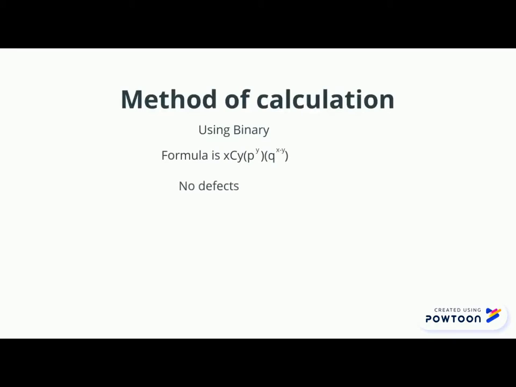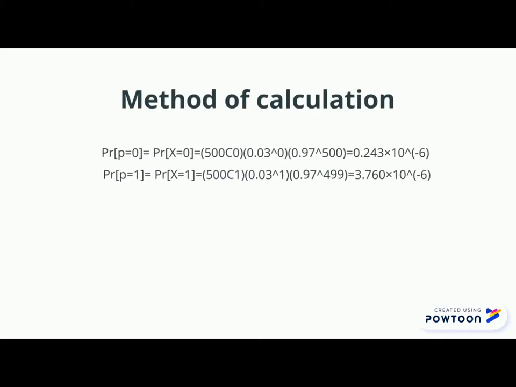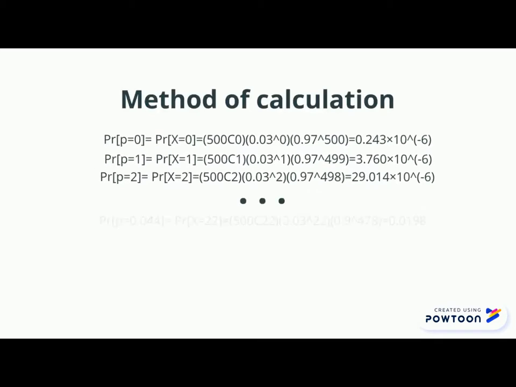We start the approximation by calculating the probability of there having no defects, and will continue doing this until we reach the probability of there having 22 defects in the sample. Why do we stop here? I'll explain in a bit.